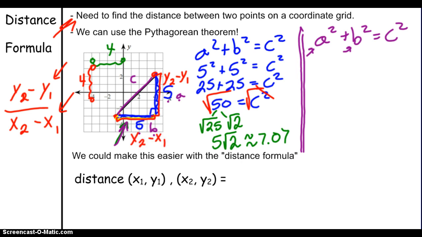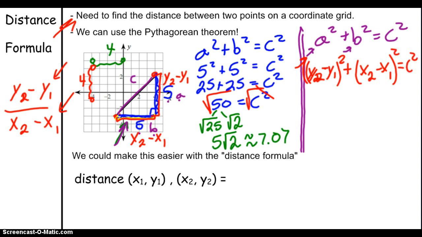That's exactly what we're going to do. We're going to come back to the Pythagorean Theorem and write in, instead of a, we'll write y2 minus y1 squared. And for b, we'll write in x2 minus x1 squared equals c squared.